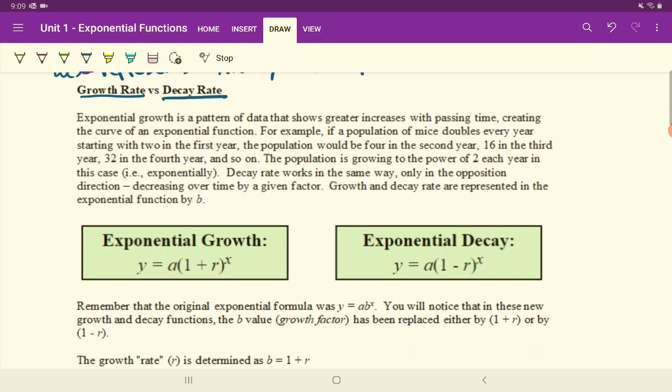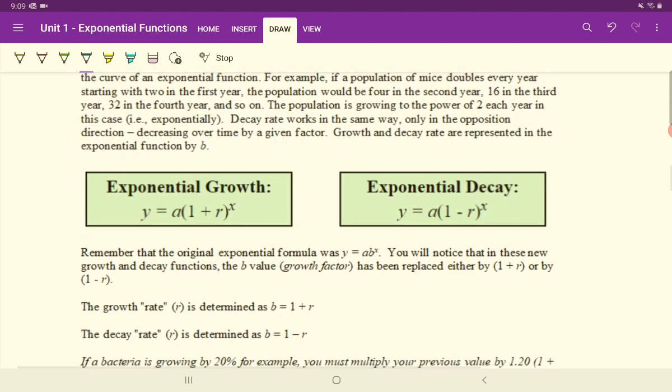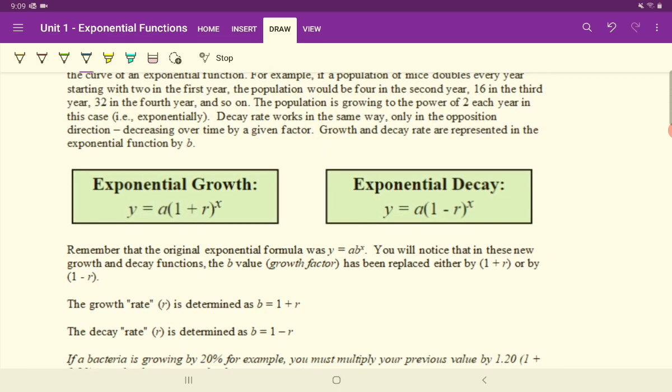So let's discuss a little bit more detail there. Exponential growth is a pattern of data that shows greater increases with passing time, creating the curve of an exponential function. For example, if a population of mice doubles every year, starting with 2 in the first year, the population would be 4 in the second year, 16 in the third, 32 in the fourth, and so on. The population is growing to the power of 2 each year, so in this case, that would be exponentially. And then decay rate works in the exact same way, just in the opposite direction. So you're decreasing over time, okay, as opposed to increasing.